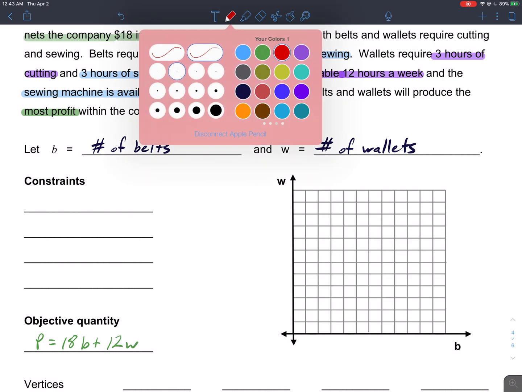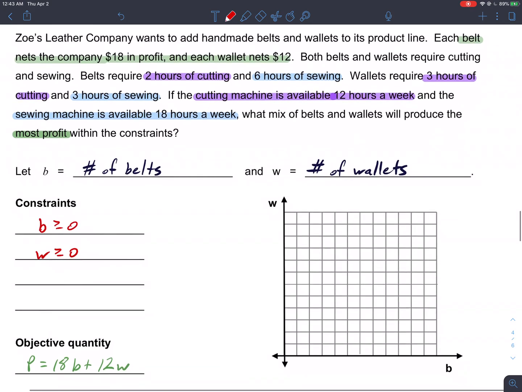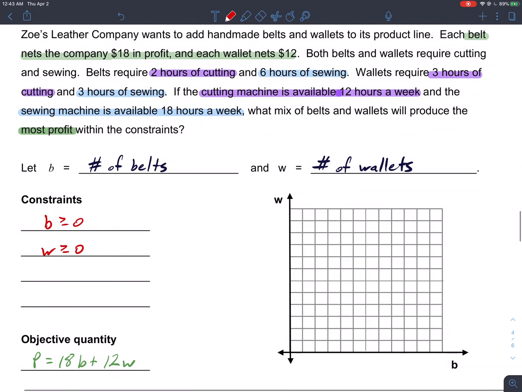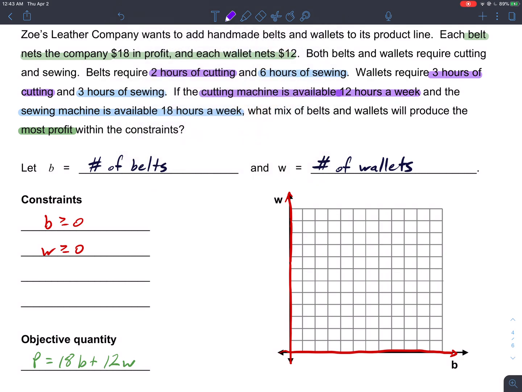All right. Well, I could make 0 belts or more. I could make 0 wallets or more. Zoe could make, I should say. So I have the two constraints that constrict me to quadrant 1. That is here and here. Again, I feel like that's pretty obvious that we're in quadrant 1. Then I have 2 hours of cutting available for belt, or sorry, it takes 2 hours to cut a belt and 3 hours to cut a wallet, and I have 12 hours total available.